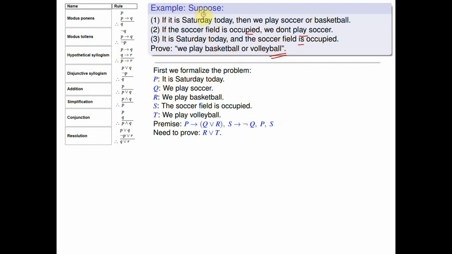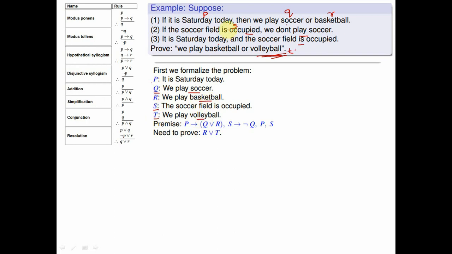So it is Saturday today, let's call it P. We play soccer, let's call it Q. We play basketball, let us call it R. If the soccer field is occupied, let us call it S. We do not play soccer, we have already mentioned soccer over here. Volleyball, let's call it T. So we can identify the propositions. It is Saturday today, P. We play soccer, Q. We play basketball, R. The soccer field is occupied, S. We play volleyball, T.